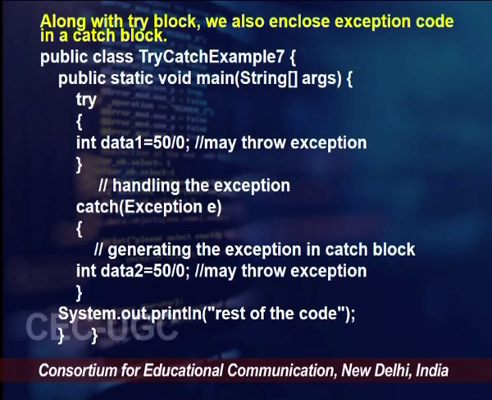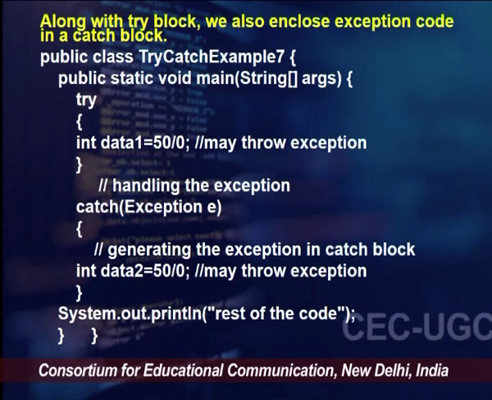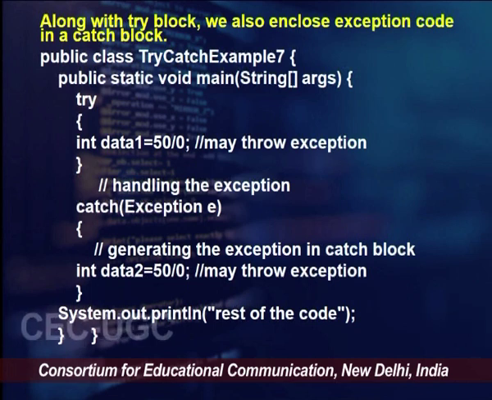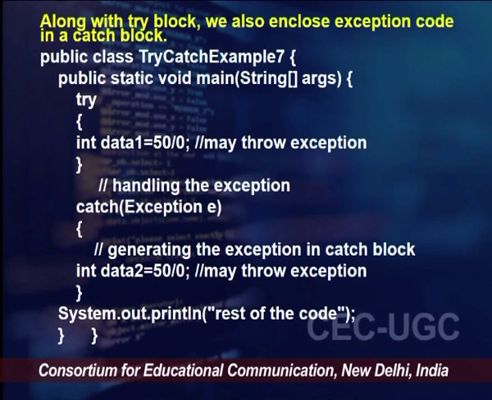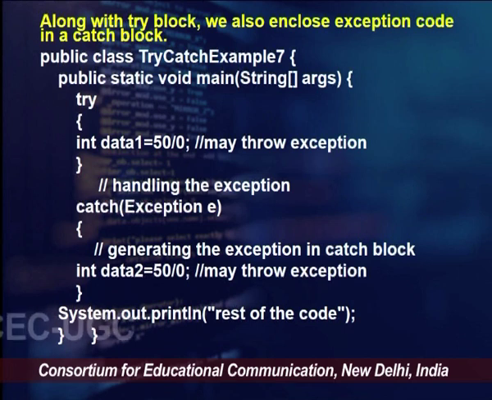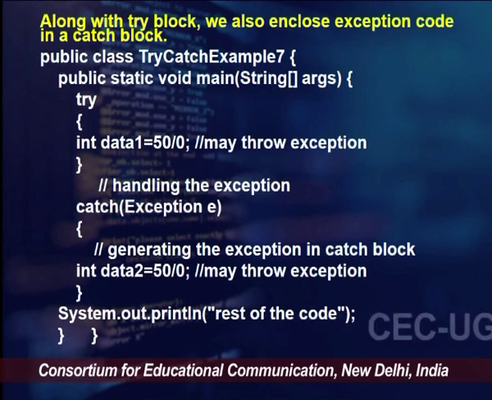Here we have a try block which says integer data 1 is equal to 50 by 0. In order to handle that exception which is being raised, which is an arithmetic divide by 0 exception, we have a catch block, catch Exception E. Now, what is the twist here? The twist is generating the exception inside the catch block. Within the catch block we have integer data 2 is equal to 50 by 0, and that 50 by 0 may throw an exception, and then after the catch block we have system.out.println, rest of the code.